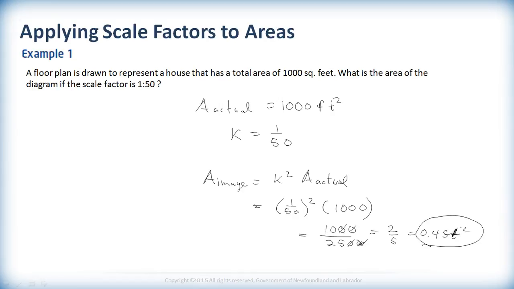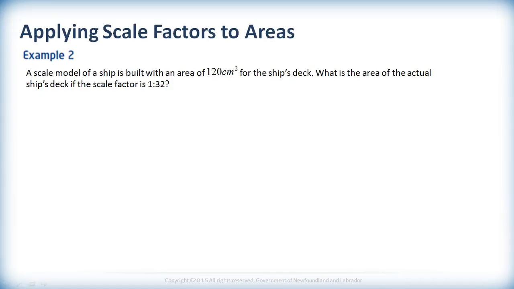All right, so that's how scale factor works with areas if we want to find the area of the image given the scale factor. Well, what if we want to find the area of the original starting from the image, or starting from the model? So a scale model of a ship is built with an area of 120 square centimeters for the ship's deck. Okay, so the area of the image this time is 120 centimeters squared. What's the area of the actual ship's deck? The scale factor, k, is 1 over 32.